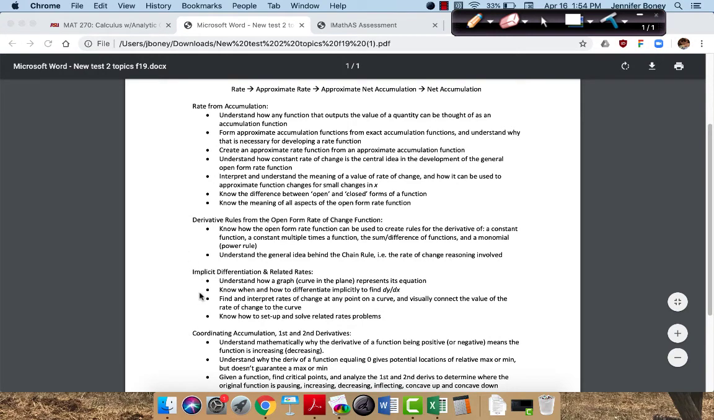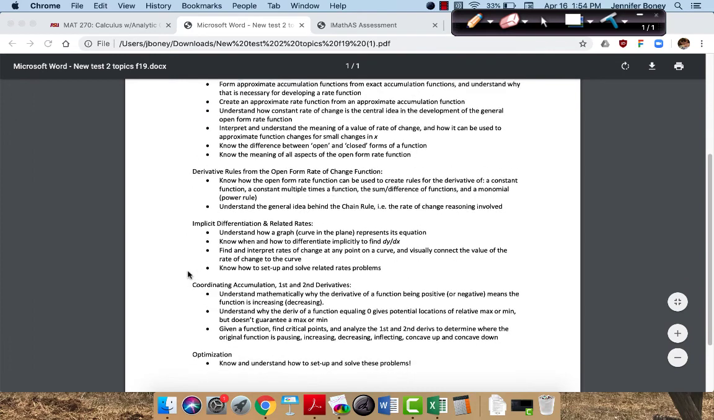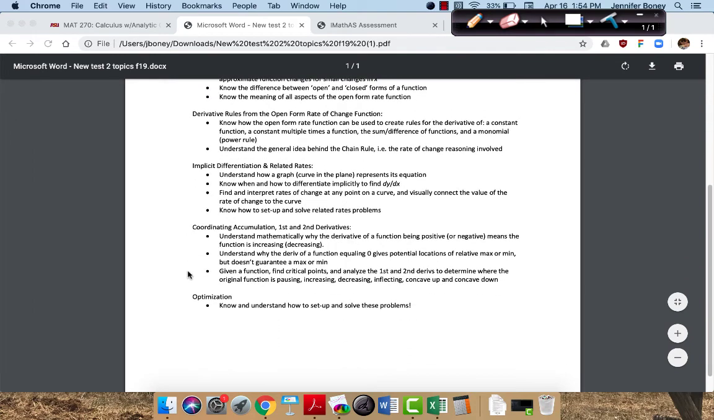Let's see, the first of these are in a slightly different order than what we did last semester. But let's see, coordinating accumulation of first and second derivatives. We did this kind of right after your mastery test. So looking at the graph of something, being told, all right, this is a graph of an accumulation function. Tell me where its first derivative is positive. Tell me where its first derivative is increasing.